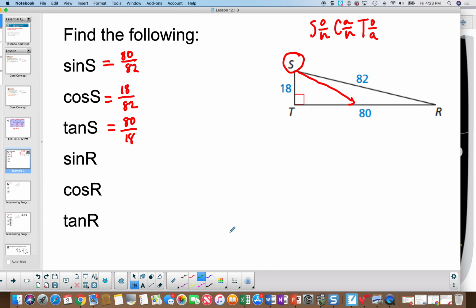Now let's take a look at angle R. Now for angle R, this is the opposite. Keep that in mind. So for sine, it's opposite over hypotenuse, which is 18 over 82, and cosine is 80 over 82, and tangent is 18 over 80. Now all of these should be reduced. I'm not taking time to do that right now.